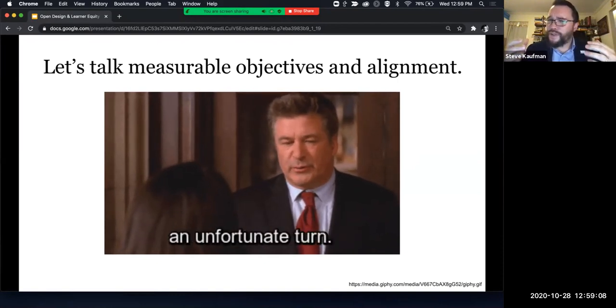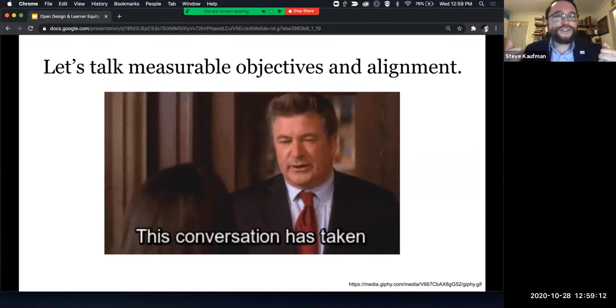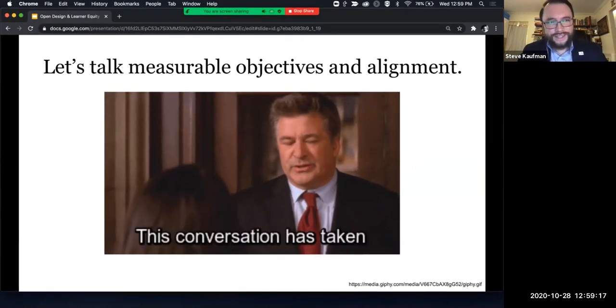are like, okay, number one, maybe what's alignment? But number two, what do you mean my objectives aren't measurable? To have knowledge and to understand is totally measurable, except it isn't. It's very, very hard to assess something that's in someone's head.